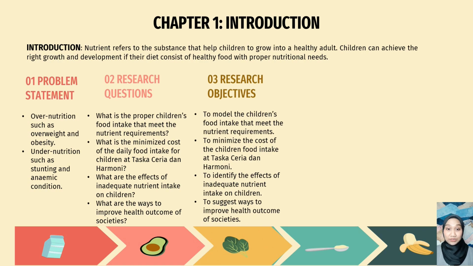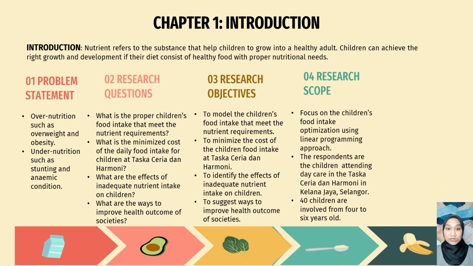There are two problems that occur due to sedentary lifestyle and unhealthy eating habit. First is overnutrition, such as overweight and obesity. Second is undernutrition, such as stunting and anemic condition. These problems are known as double burden malnutrition.